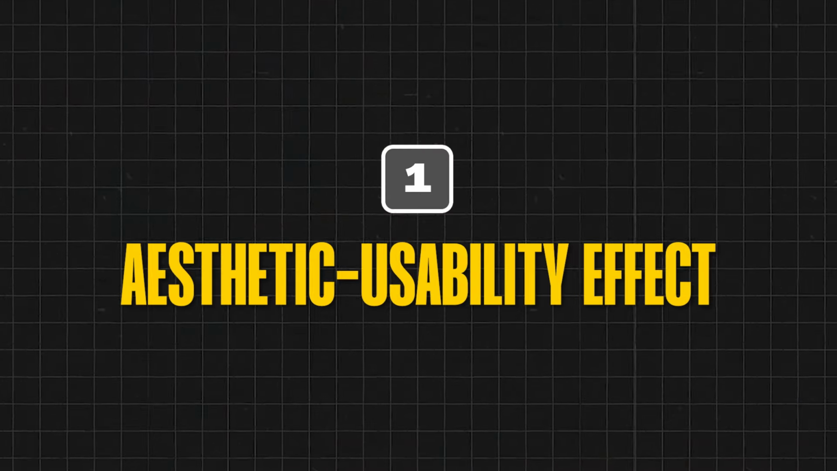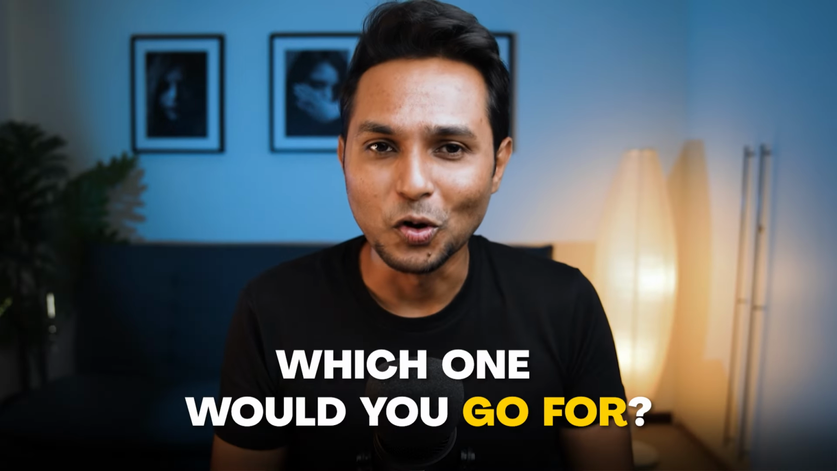Number 1, aesthetic usability effect. You have 2 glasses of lemonade, one served in a nice glass with slices of lemon and mint leaves, and the other one is just a lemonade in a plastic cup. Which one would you go for? Most people would pick the first option, even though the extra lemon and mint leaves don't add much to the overall taste of the drink.